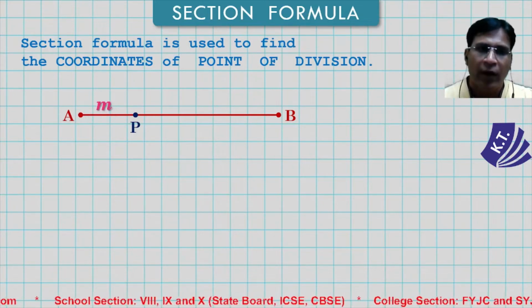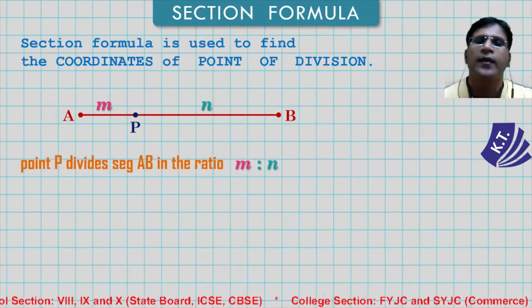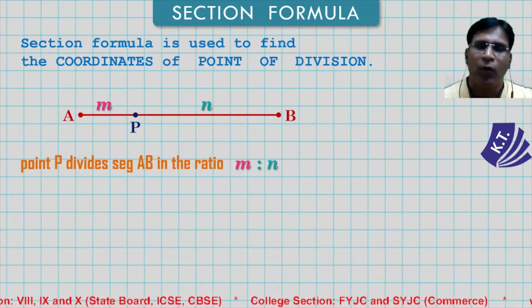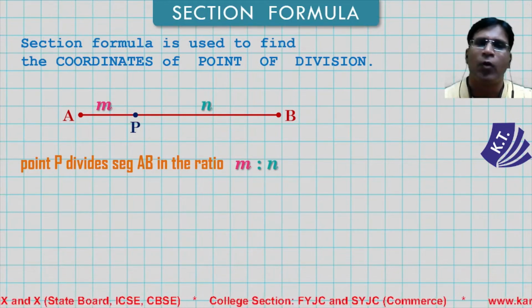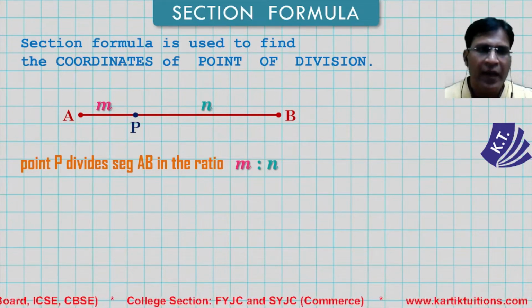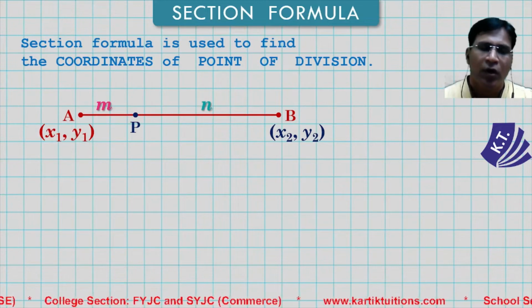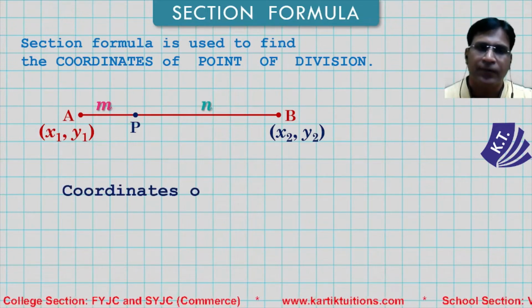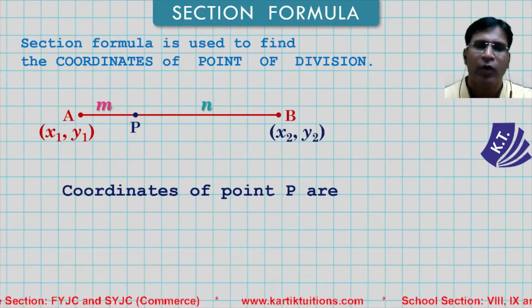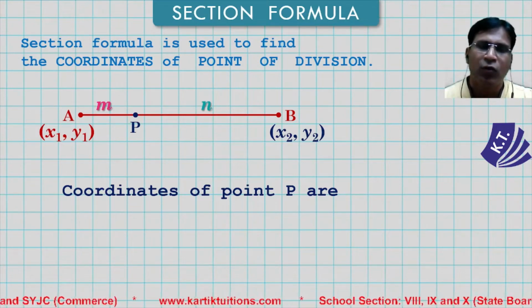Now see, point P divides the segment AB in a ratio m:n. So AP upon PB is equal to m upon n. In other words, our ratio is m:n. Our A coordinates are x1, y1 and B coordinates are x2, y2. Now we have to find the coordinates of P. As you all know, we always write the coordinates as x comma y. So first let's have a look at the formula.